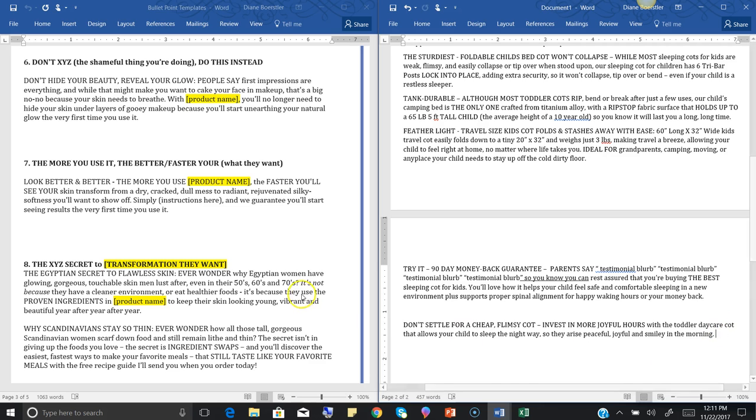Okay, so the secret to, oh, sorry, the more you use it, the more, so let's go here. Let's say, I'll just do this right here. So the more they sleep on it, the happier they'll feel, guaranteed to try it risk-free for 90 days and love it or your money back, right? So you could do that. So that's a "don't settle for" that you can use.